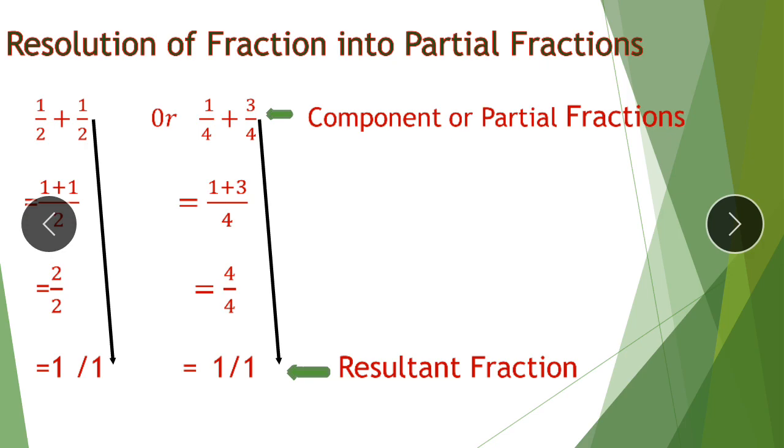So in this chapter, our main objective is to resolve a fraction into partial fractions. In class 9, if you remember exercise 6.2, you were given these partial fractions or components, and you were supposed to simplify and bring the answer into a resultant or single fraction. Let's go ahead and you'll get it cleared.